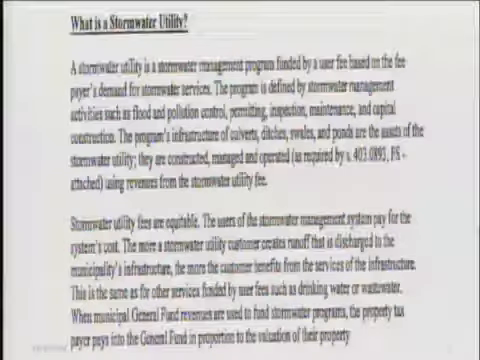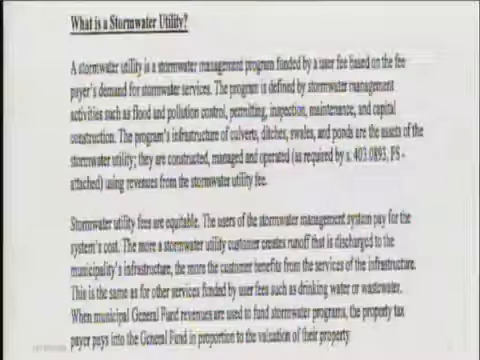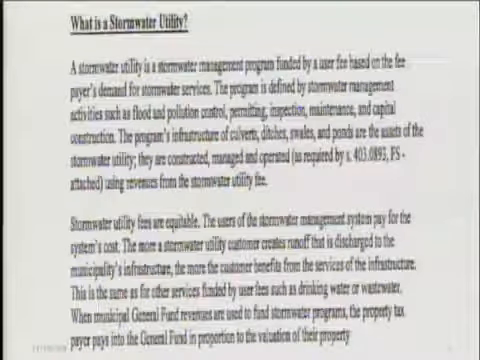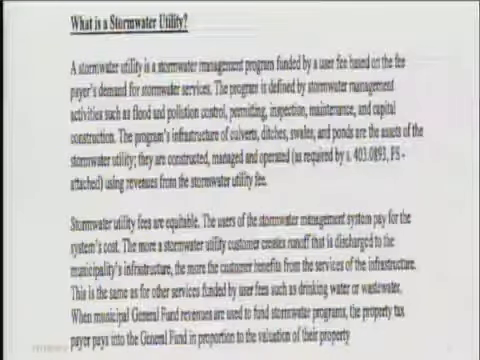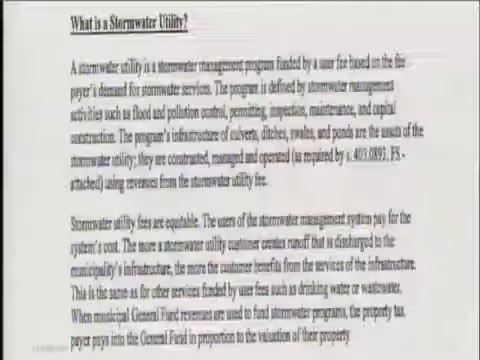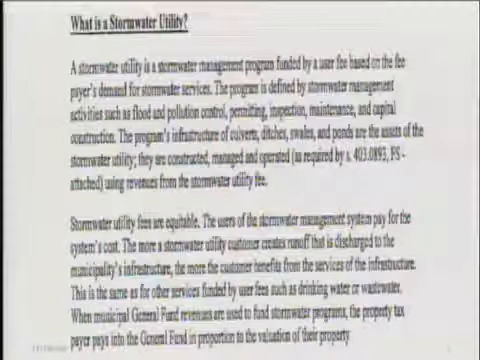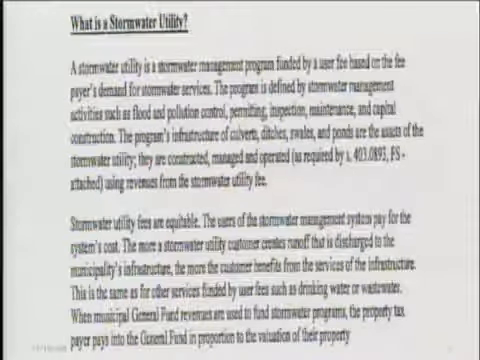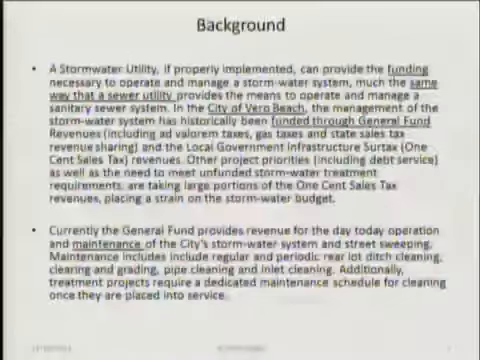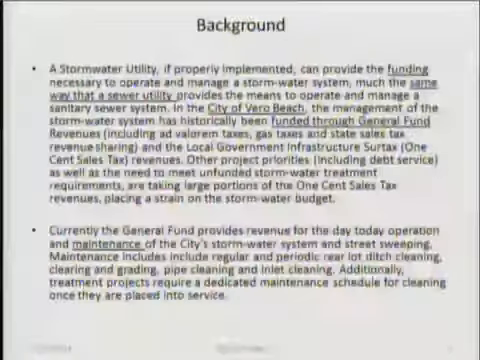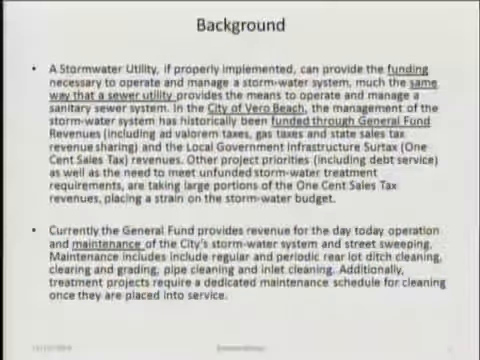When municipal general fund revenues are used to fund stormwater programs, the property taxpayer pays into the general fund in proportion to the value of the property. As it is right now, the general fund is funding this particular activity, and my point is that I think we're going to have to raise taxes, whether you like it or not, $500,000 if we don't go at it this way, and I don't think that's fair. A stormwater utility, if properly implemented, can provide the funding necessary to operate the system the same way as a sewer utility.